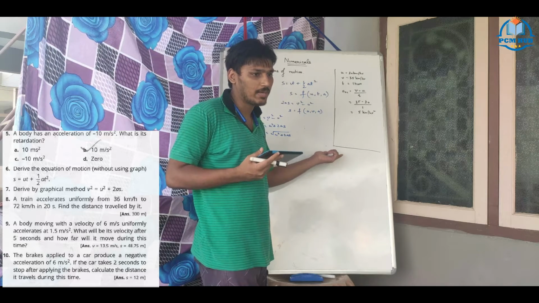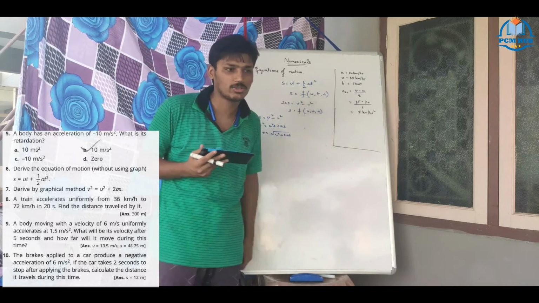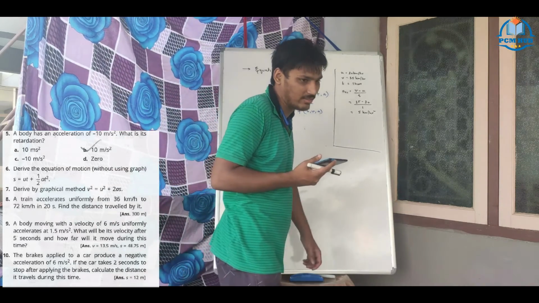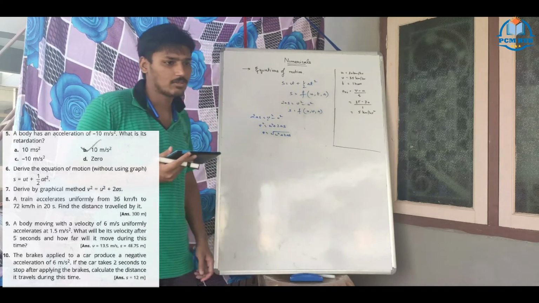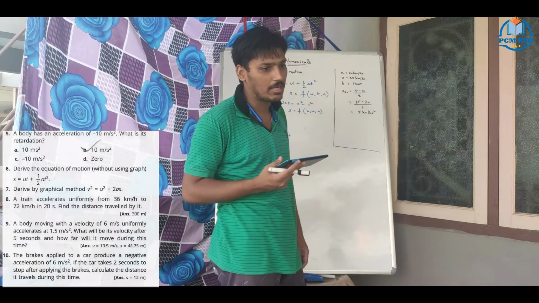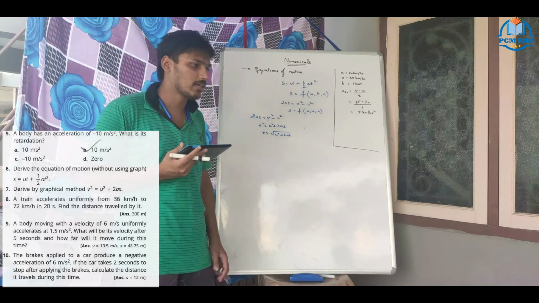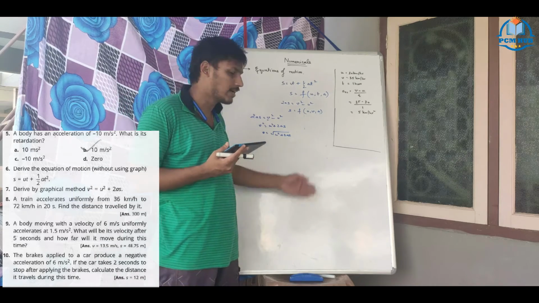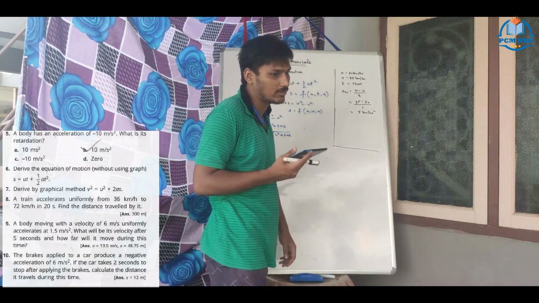Half base into height. Base is t and height is v minus u. So half into v minus u into t. Okay, v minus u we get from the first equation as at, and multiplying it, it becomes half at square. Therefore, adding with the rectangle area, it is ut plus half at square equal to s.